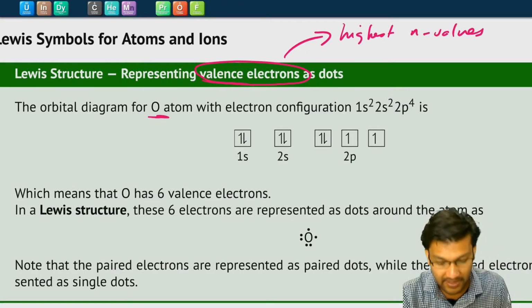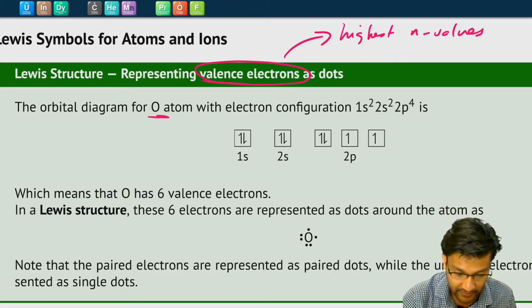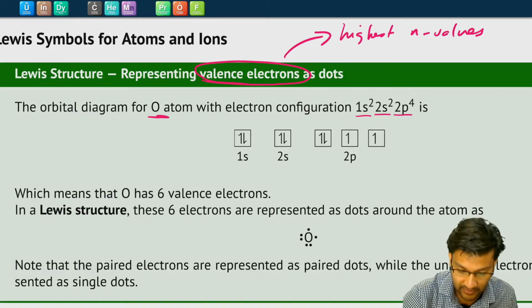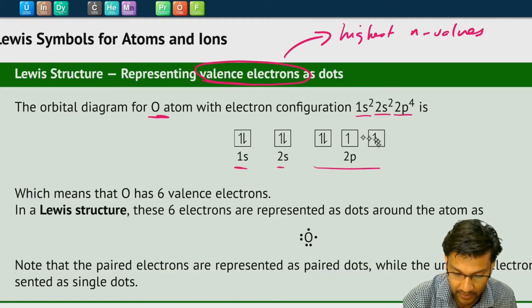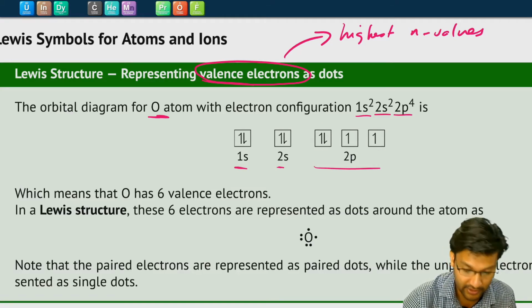We've done this a few times before. We know the electron configuration is, because it has 8 electrons, 1s2, 2s2, and 2p4. So if I were to draw the orbital diagram, 1s will be filled with a pair of electrons, 2s with a pair of electrons, and in the 2p orbitals, there'll be 1 pair and 2 unpaired electrons in oxygen.